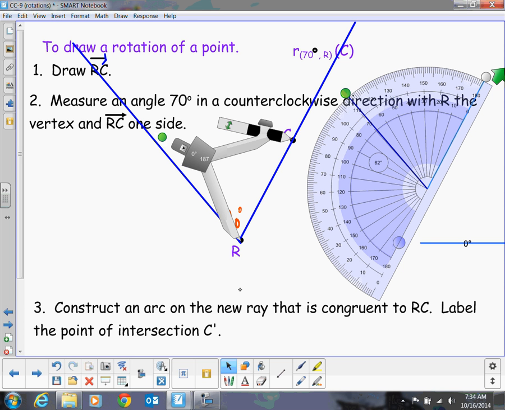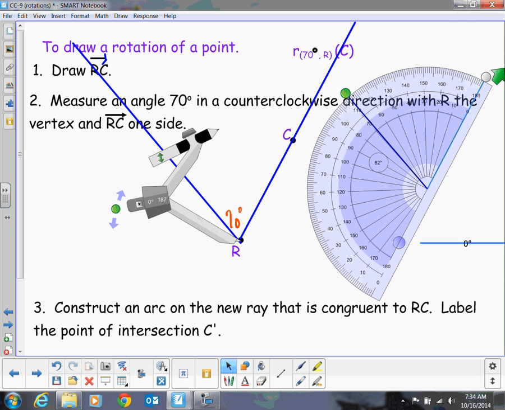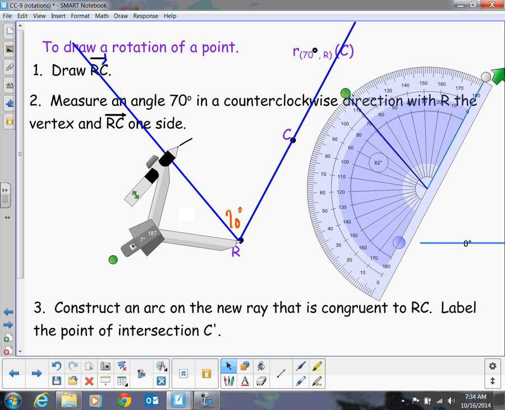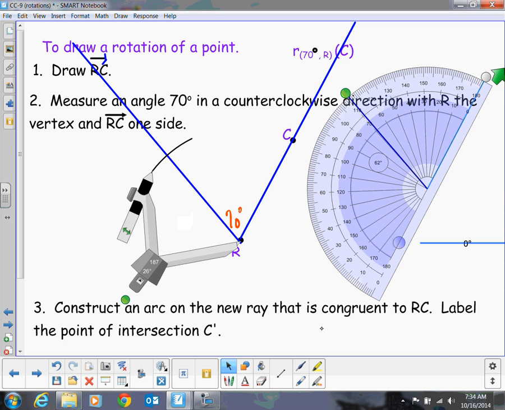Do you have it there? Okay, so if you have it, now what we're going to do is we're going to come over here. Notice my compass point's still on R, and we're going to draw an arc. And where this arc intersects this ray is my C prime. So I've just rotated C 70 degrees.